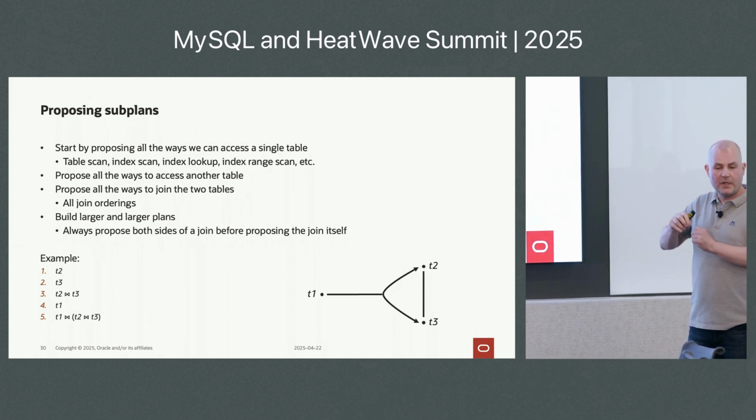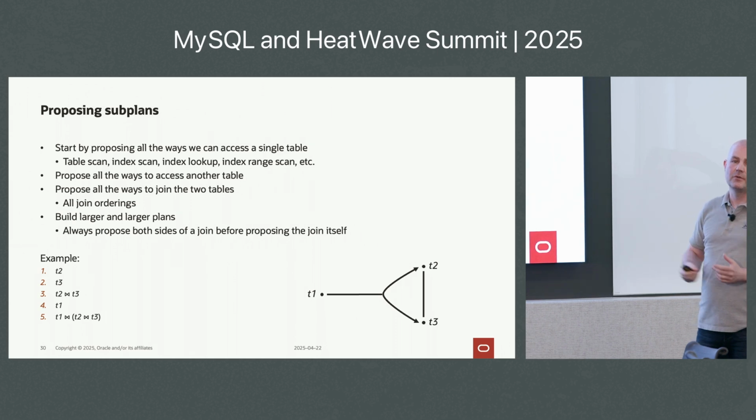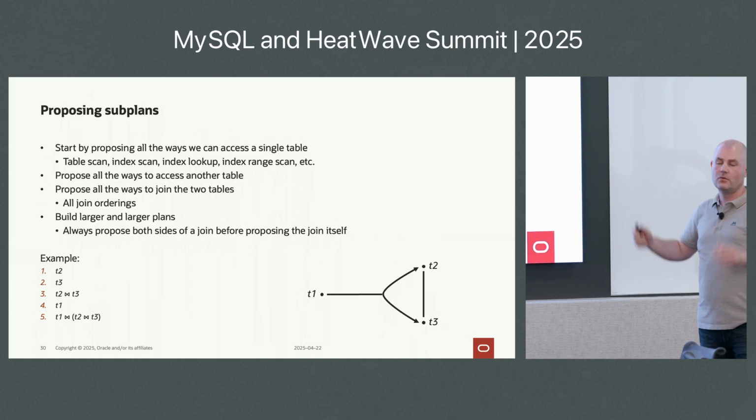So the idea is that we are building a larger and larger subgraph that eventually will cover the entire query. That way we build the query plan bottom up, from a single table to all the tables in the query.